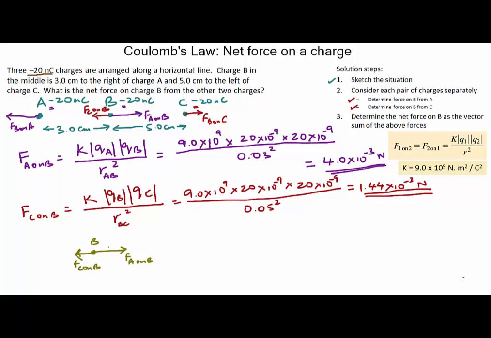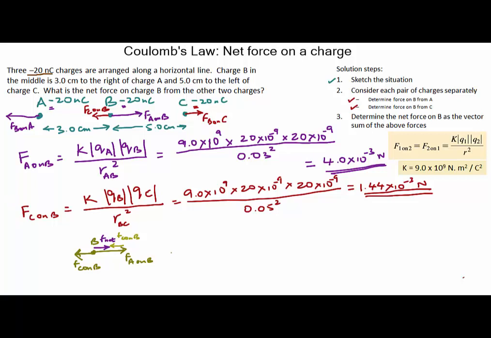And I can do that in two ways. I can do it geometrically. So if I take the tip-to-tail approach, I can take F C on B, drag its tail to the tip of F A on B over here, and then my net force would be from the original tail to the final tip. Or I could work with the numbers.